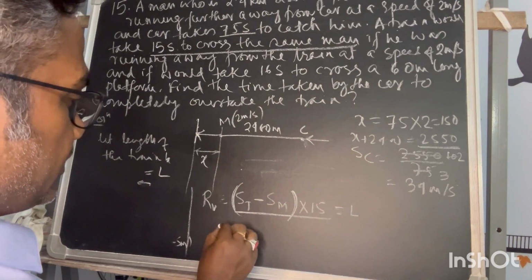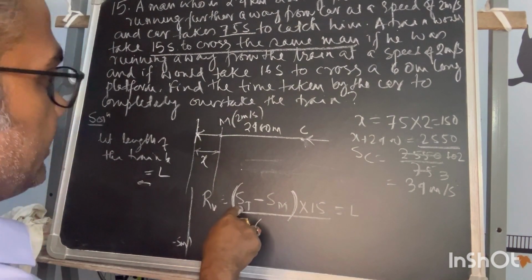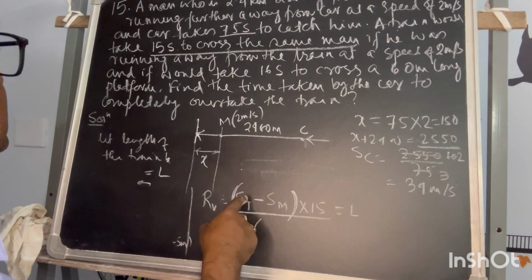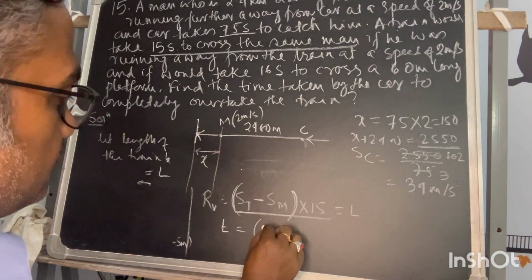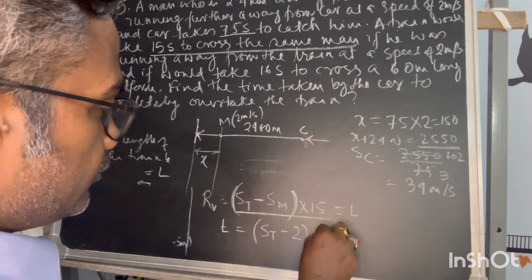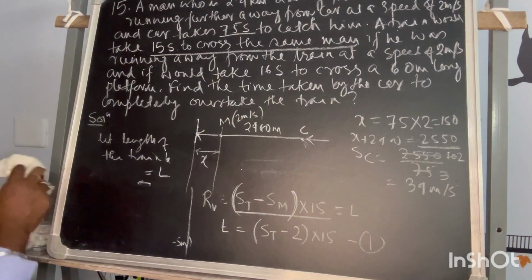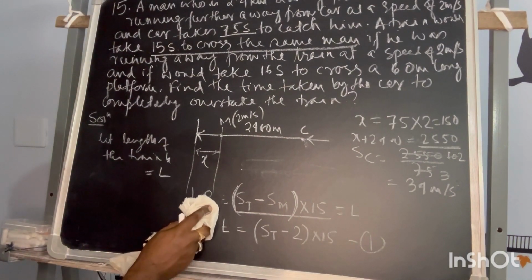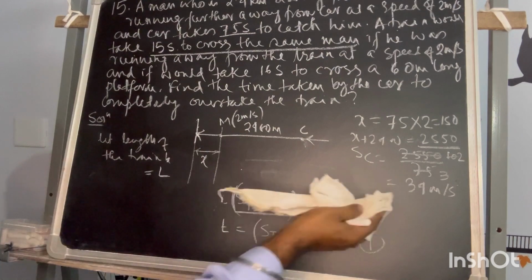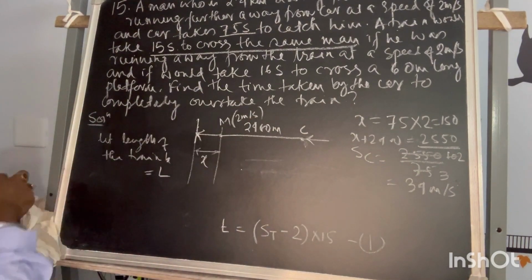Now the length of the train is what? St. The train speed, do you know? No, you don't know the train speed. Let me, this is 2 into 15. This is your first equation. Okay, fine. Now second case, I'm just rubbing it out to understand. Okay, this is the first equation.